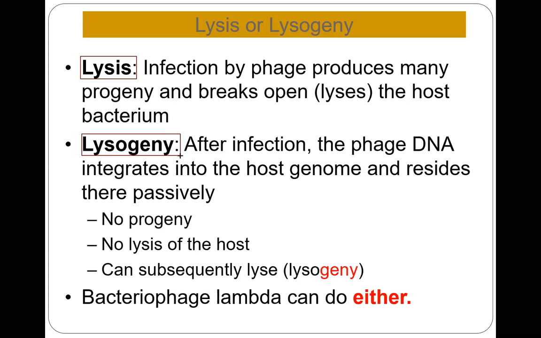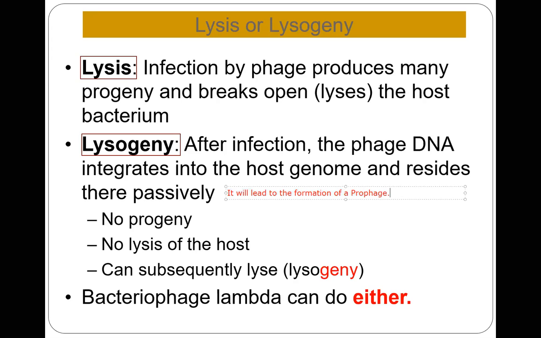In the case of the lysogenic cycle, after infection, the phage DNA integrates into the host chromosomal genome and lives there passively. This will lead to the formation of a prophage. So the prophage is important, because this is where the prophage is going to be produced.